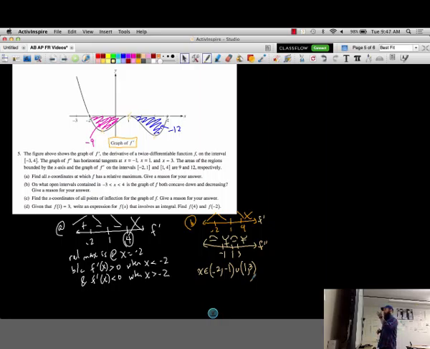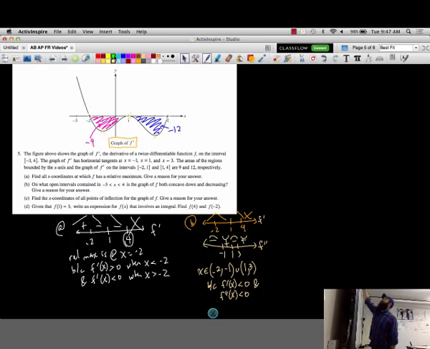If they want it to be both concave down and decreasing, that would be because f prime of x is negative. That causes the decreasing. And f double prime of x is negative. That causes the concavity to be down.